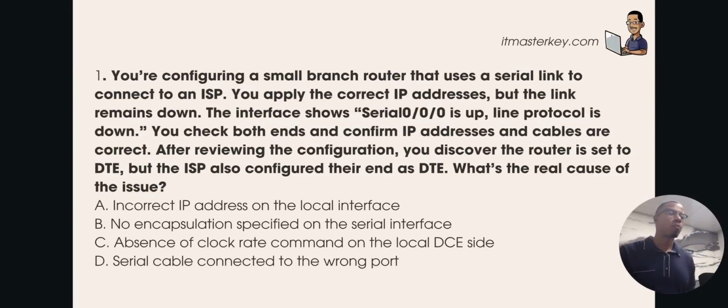You're configuring a small branch router that uses a serial link to connect to an ISP. You apply the correct IP addresses, but the link remains down. The interface shows serial 0/0/0 is up. Line protocol is down.